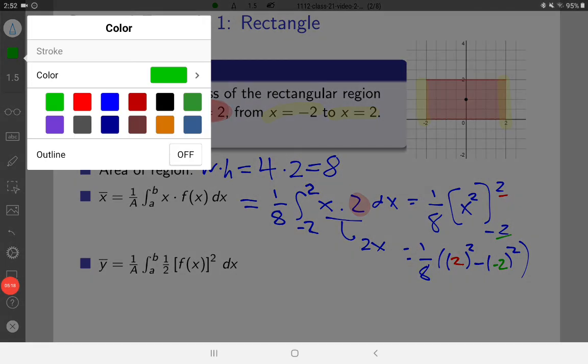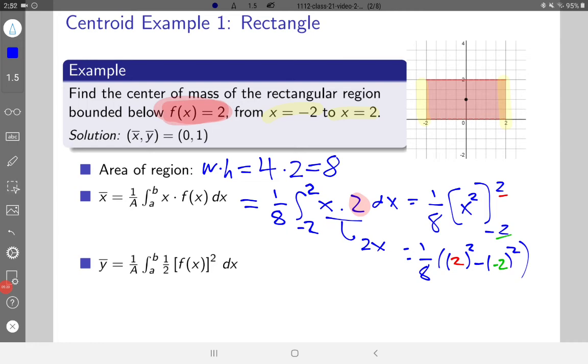And there I've written out some of the steps. I have 1/8, and I'm going to plug in the upper limit of 2 and then the lower limit of -2 and subtract their outputs. That's what the fundamental theorem of calculus tells us. And in this case, 2 squared is 4. -2 squared is also 4. And so what I get after all that is 0.